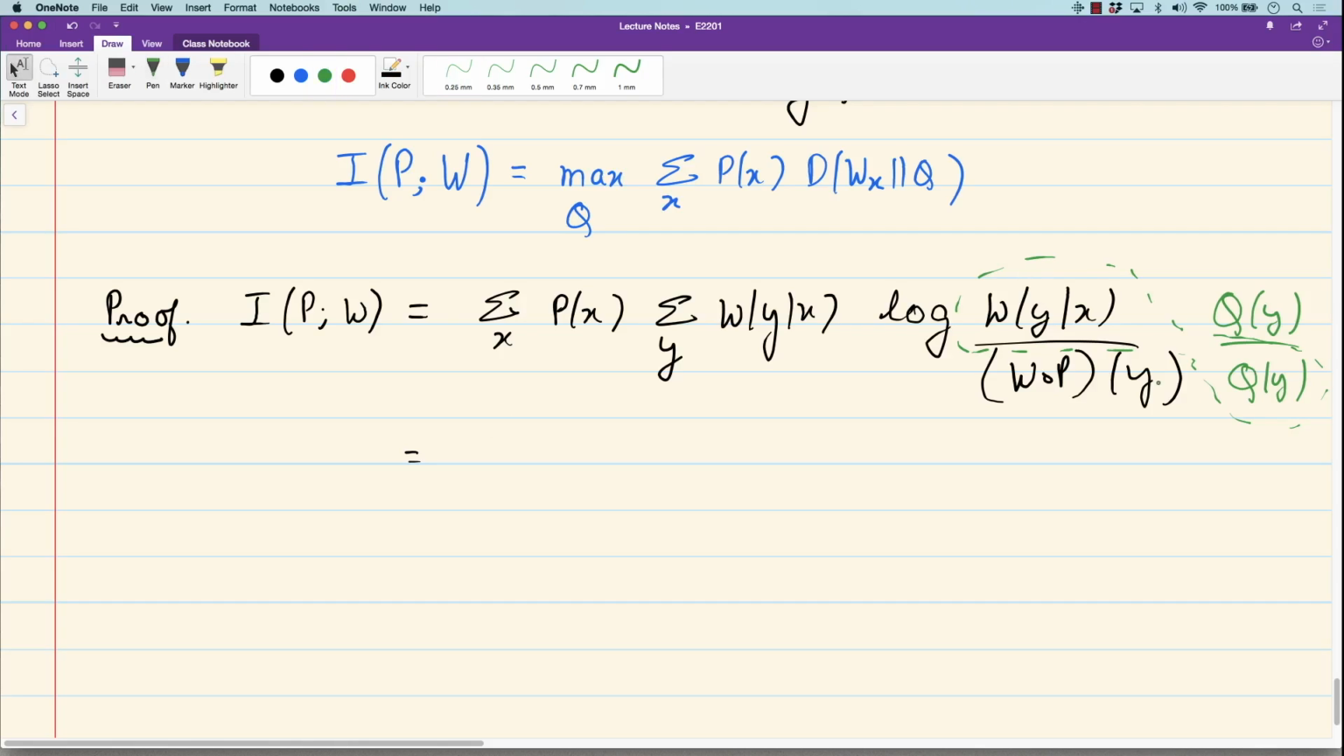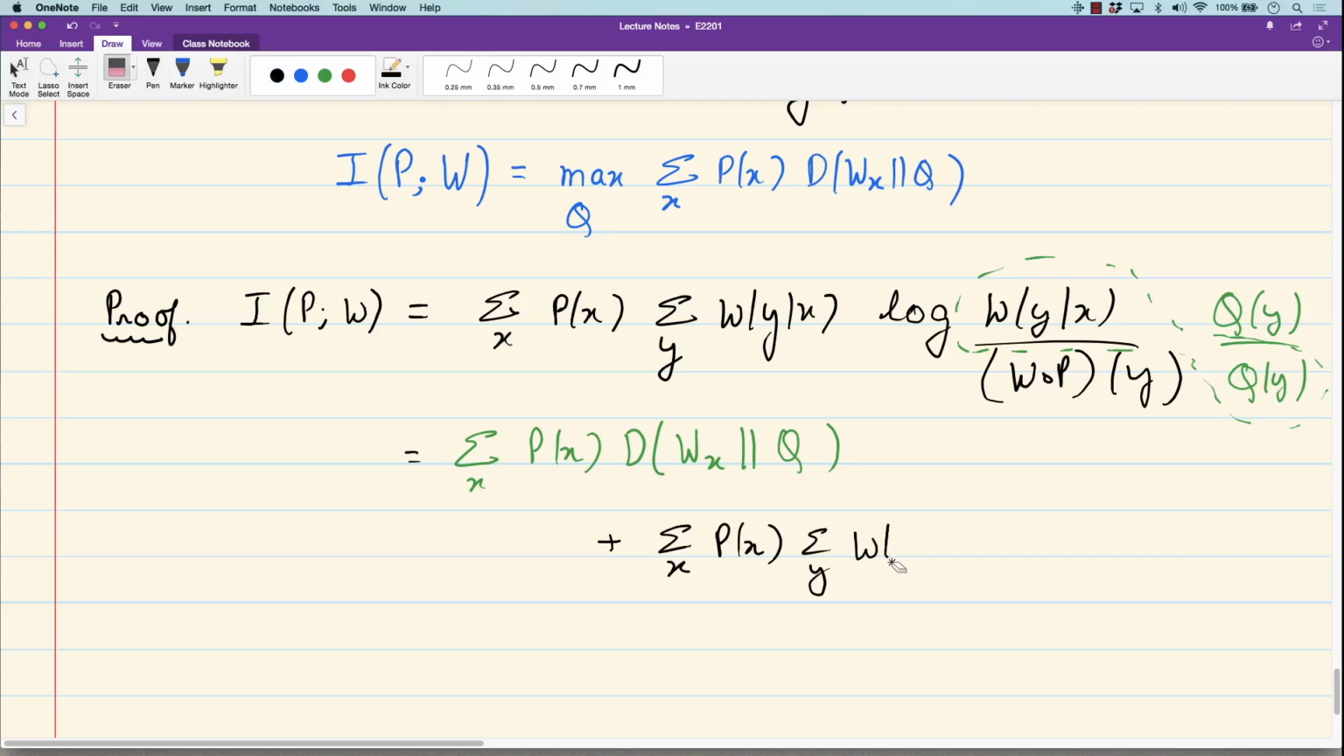Okay, so the first part here is equal to the summation over x of Px times the summation over y of Wy given x log of Wy given x by Qy. This is exactly the divergence between Wx and Q. It's the first part. What about the remaining part? That remaining part is the summation over x of Px, summation over y of Wy given x, log of Qy by WP of y.